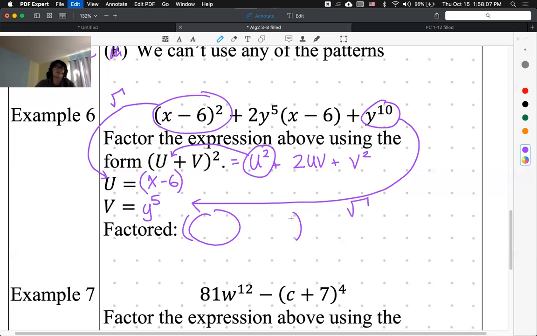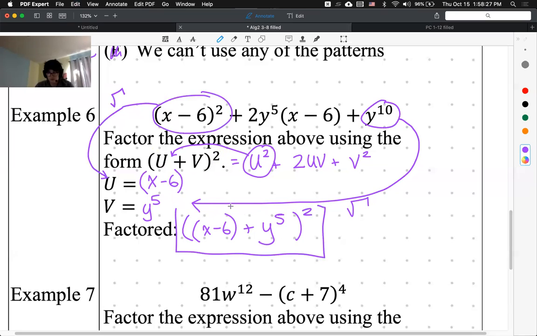Now I'm going to do the substitution. This U is x minus 6. So I put x minus 6. This V is y to the power of 5. That's being plugged in here for this V. So I say plus, that's the plus sign that I copied down, right? Plus y to the power of 5. And then I take that to the power of 2, just in the formula. And I'm done. That is how I take this really gross and disgusting polynomial, and I factored it.